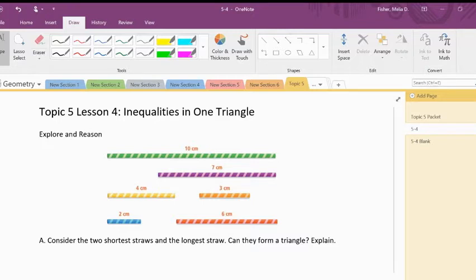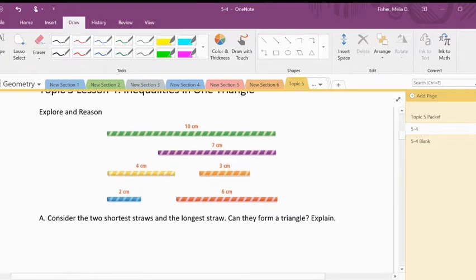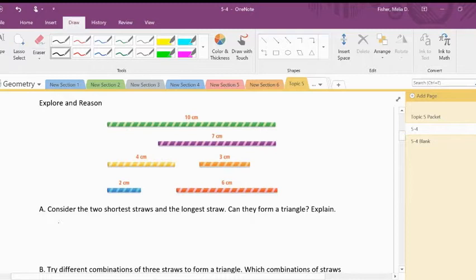Hopefully you thought about the fact that the 3 centimeter and the 2 centimeter straws are not going to be able to reach each other if they're touching the ends of the 10 centimeter straw. And your answer would be no. They're too short to reach each other.